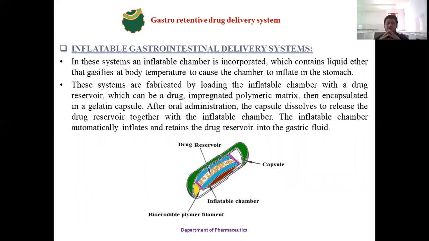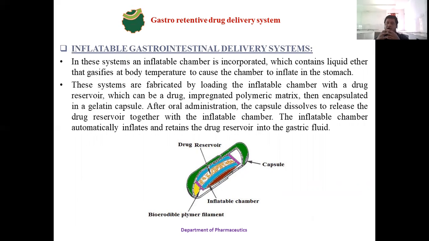Coming to the next one, it is called the inflatable gastrointestinal delivery system, or inflatable type. The meaning of inflatable type is that gas will be generated or air will enter. Because of that, it will enlarge like a balloon, and so it will float or stay in the stomach for a long time. So this is called the inflatable type.